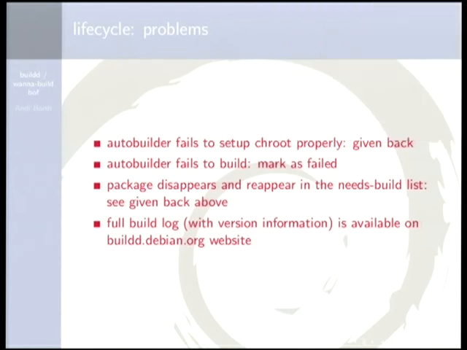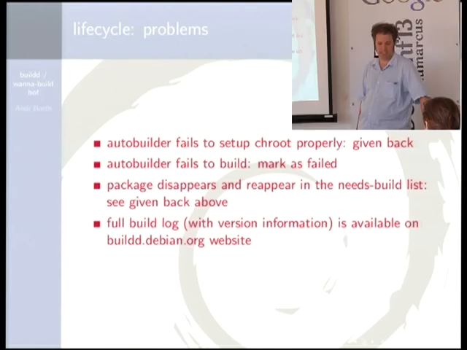We might have a few problems there. So in some cases, the auto builder cannot set up the chroot properly, in which case the package is just given back. If it fails to build, the package is marked as failed, which means it can't be auto-built. Sometimes packages disappear and reappear in the needs-build list. That might be because of a given-back buffer or because of automatic build dependency checking, and there are some interesting things going on. And a full build log is always available on the buildd.debian.org website, except for security builds. So if you have an issue or don't know what went wrong, please check there, and there should be a full build log available for your package.